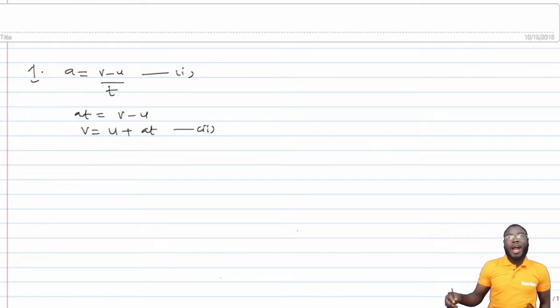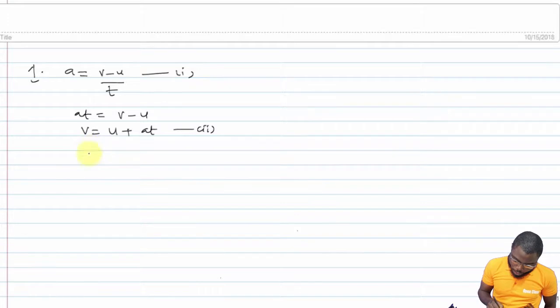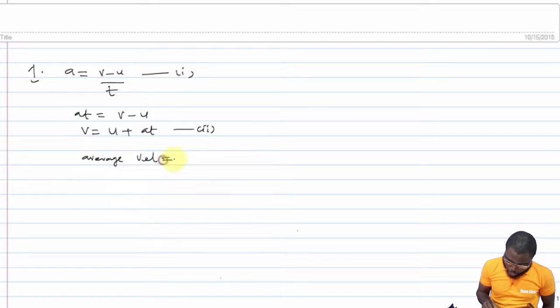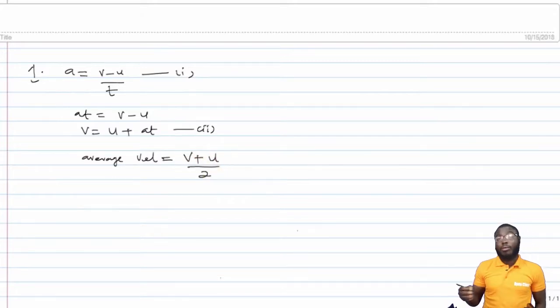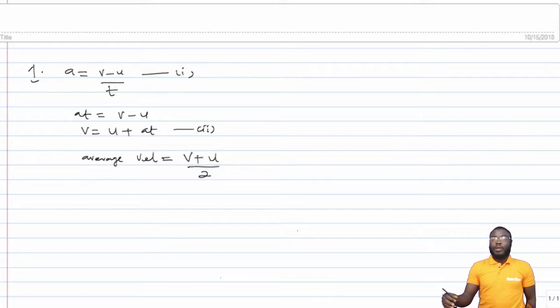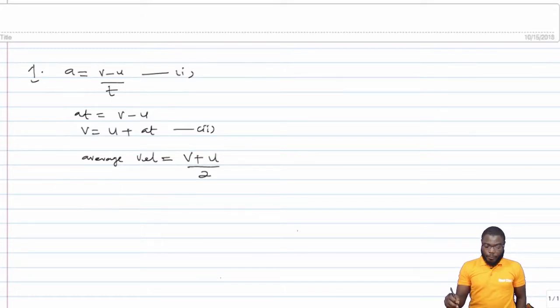Okay, so we have what we call average velocity. Average velocity is equal to the final velocity plus the initial velocity over 2, depending on how many velocities are in question. If you have a number of movements with a number of velocities, you sum them up and divide by their number. In this case, we are looking at two velocities, the initial and the final, and we divide by 2. That's what we call average velocity.